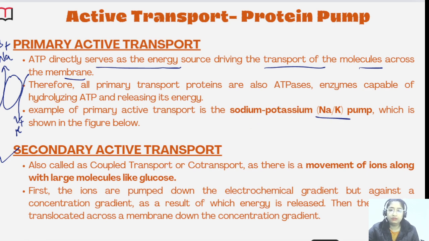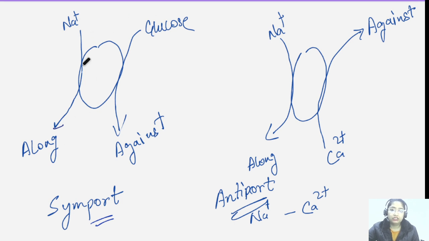So for example, in case of glucose, the sodium is moving along the concentration gradient. This is the downhill, and this energy is going to be utilized in the movement of this glucose, which is against the concentration gradient, and both of them are moving in the same direction, so this is called the symport. In the symport, it is also coupled up.